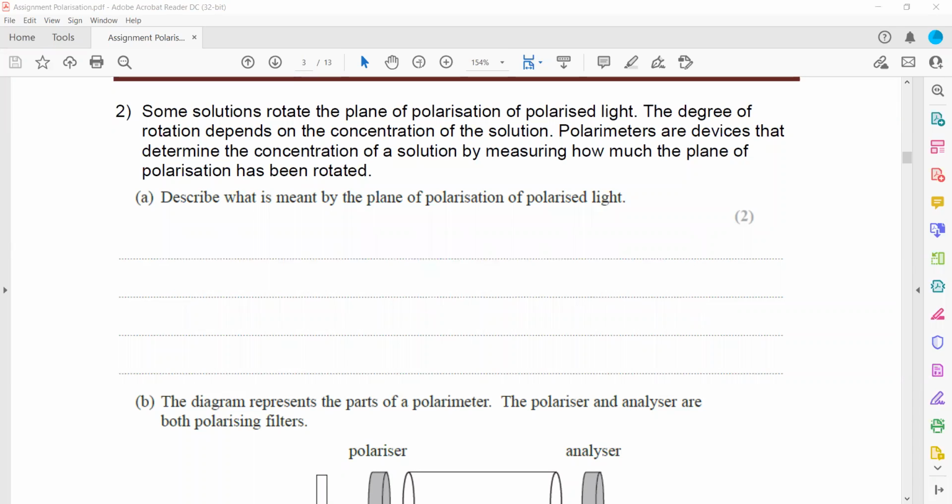So two things are very important. Students get confused when they see the term polarization of light. They just simply write the definition, but it depends on whether they're asking about the plane of the polarization or they're only asking about a polarized wave.